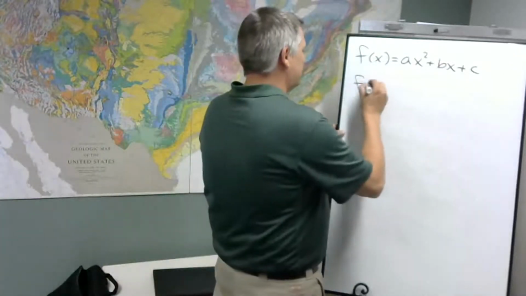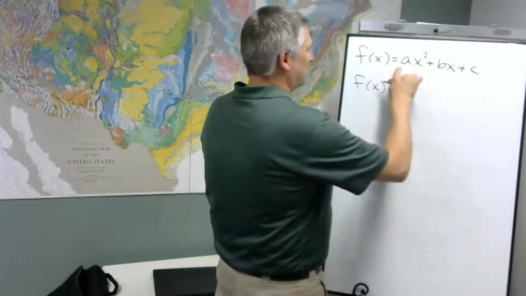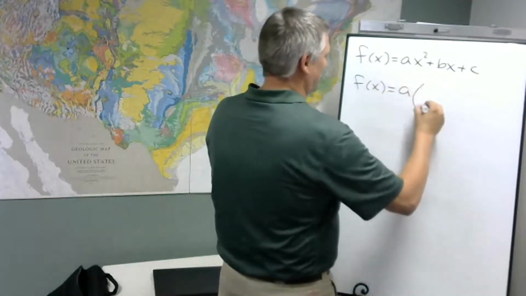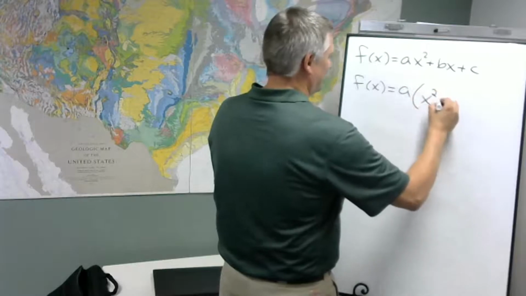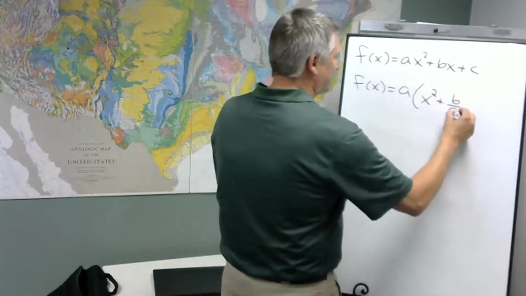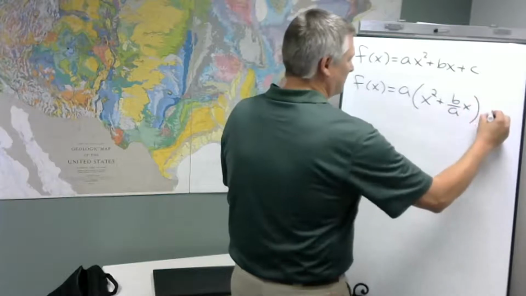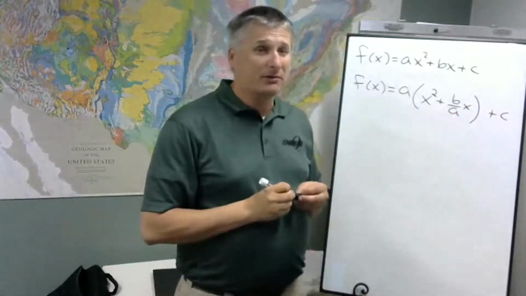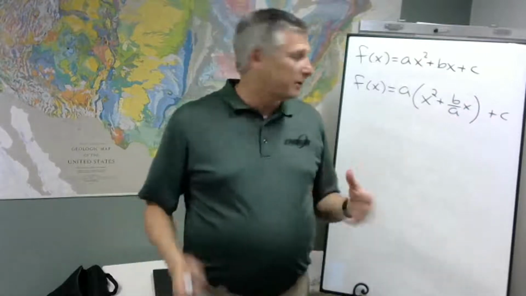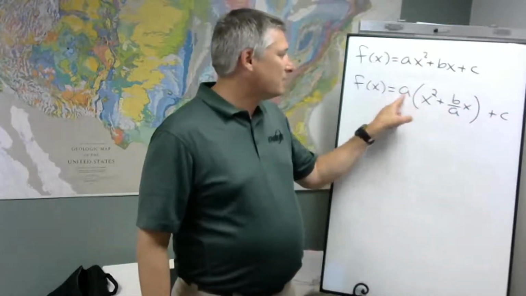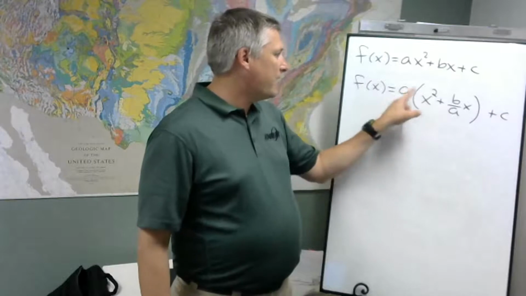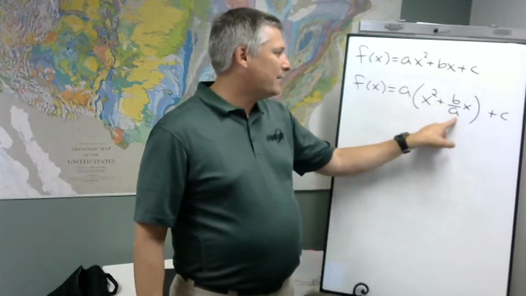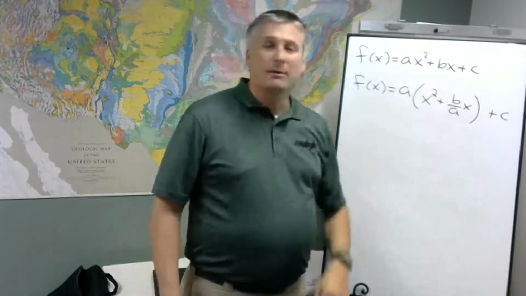So what we can do, we'll factor out A. And I'm only going to factor it out from these first two terms. Now this may look kind of strange, but if you want to check the work, if you distribute A to each of these terms, you'll get ax squared, and then A above, A below, the A's will cancel, you get bx back.